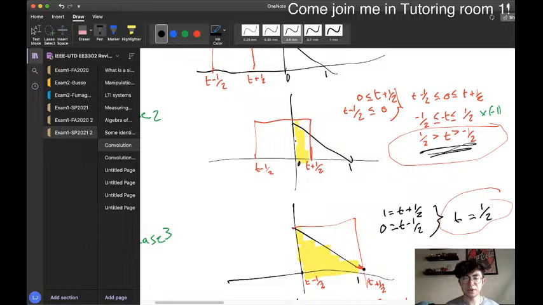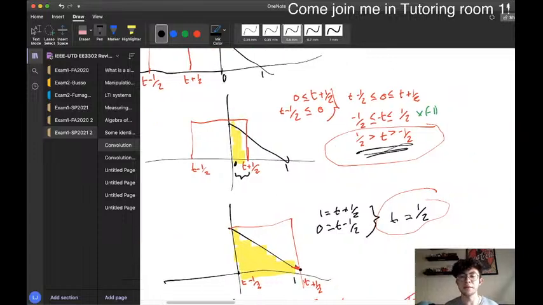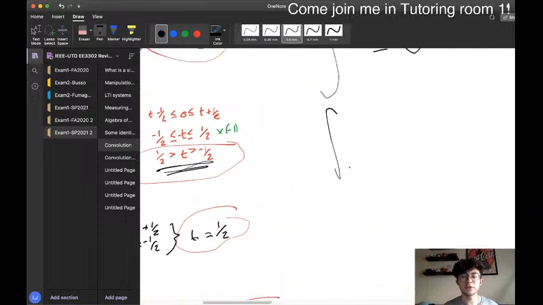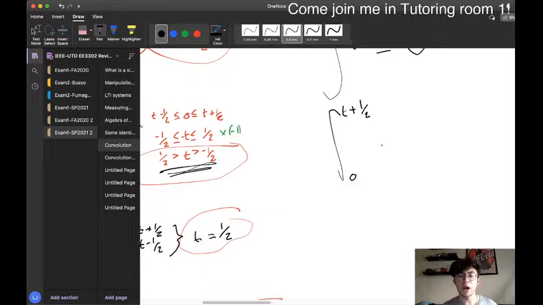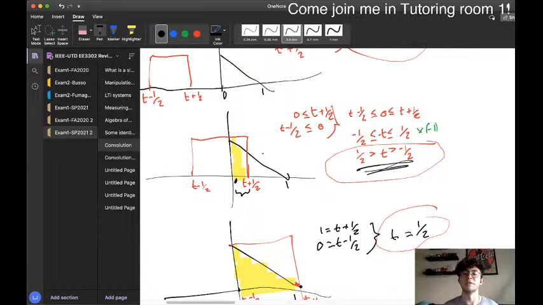So notice that this yellow only exists from 0, because that's the left endpoint there where it's overlapped, and then it only exists from 0 to t plus 1/2. So the right endpoint of this yellow. So those are going to be our bounds for our integral. So from 0 to t plus 1/2. And then we're going to take the behavior of both of these functions in this overlapped region.